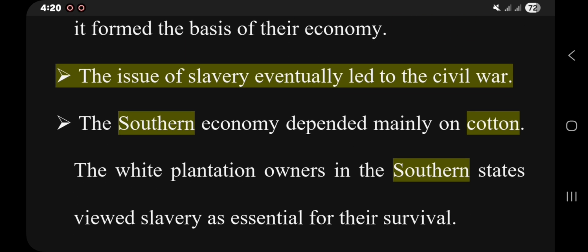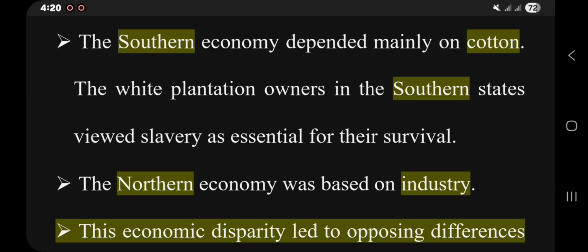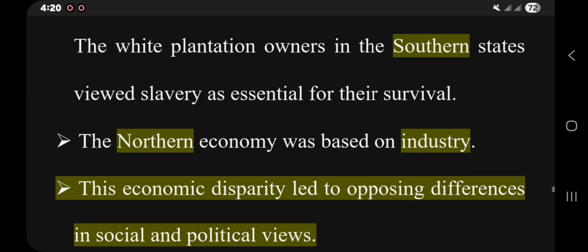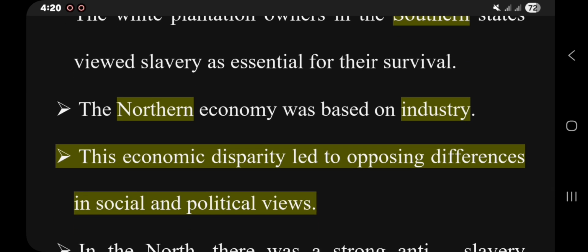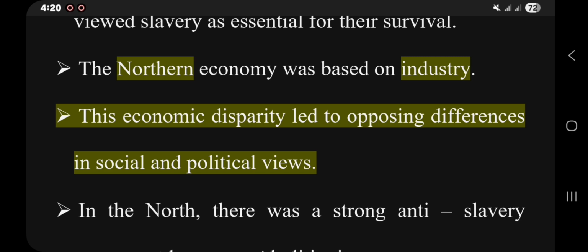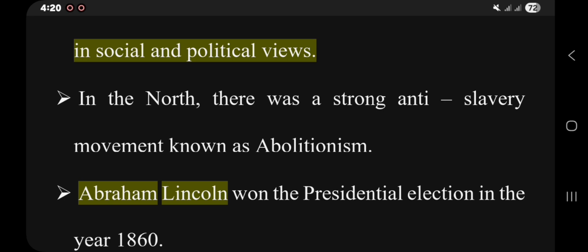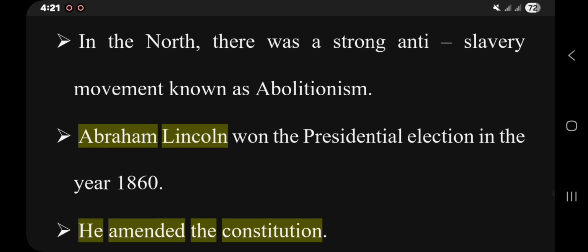The Southern economy depended mainly on cotton. The white plantation owners in the southern states viewed slavery as essential for survival. The northern economy, on the other hand, was based on industry. This economic disparity led to opposing differences in social and political views. In the North, there was a strong anti-slavery movement known as abolitionism.